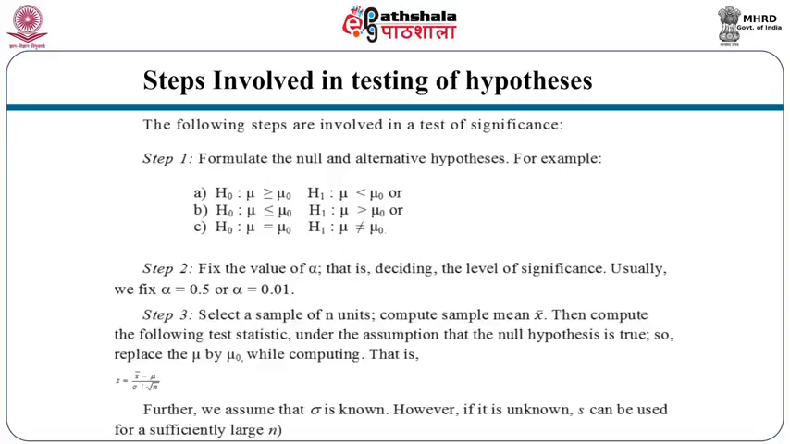Now go back to the previous slide. In step 3, I have defined z. Now what happens if sigma is not known? In that case, we replace sigma by the sample standard deviation. And what happens if n is sufficiently small? In that case, we go to the t statistic, and this test is known as the t test, and the critical value for a t statistic can be obtained from the t distribution tables.